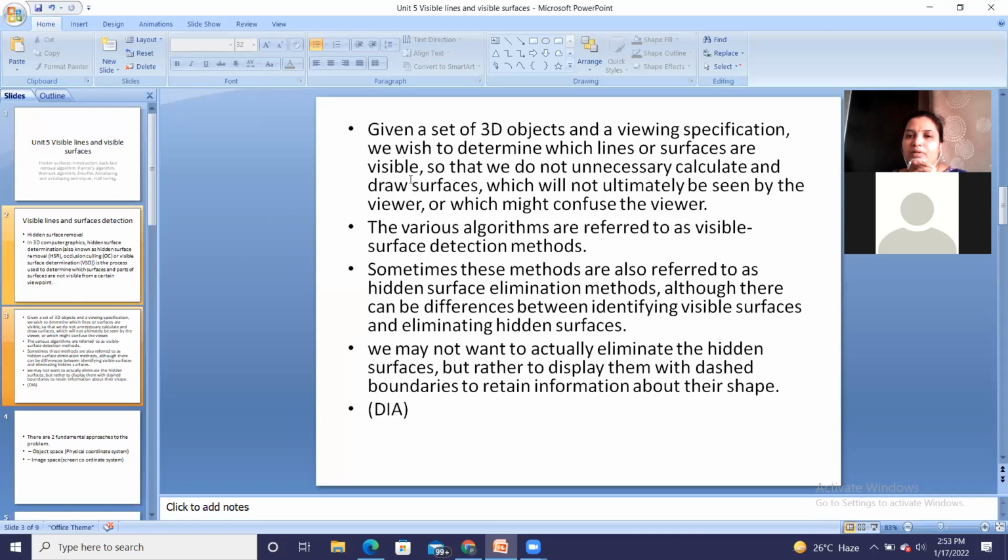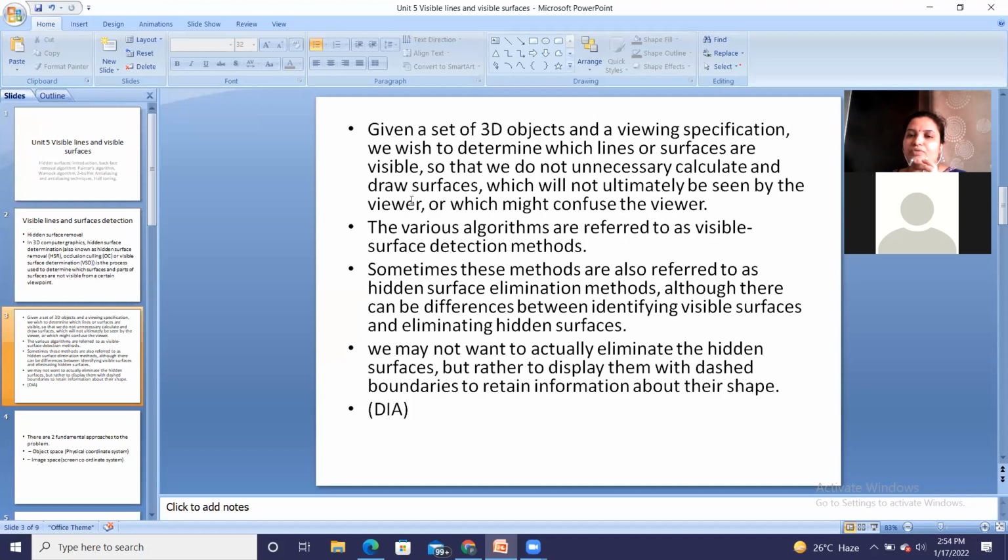So why detect these visible lines or surfaces? Because we don't want to unnecessarily do the calculation and draw the surfaces which ultimately are not visible. The things that are ultimately not visible on the screen, we unnecessarily keep calculating and drawing. So the unnecessary action of drawing and calculation will be saved. So the portion which is ultimately non-viewable, or is not seen by the viewer, can be removed, or it might confuse the viewer.